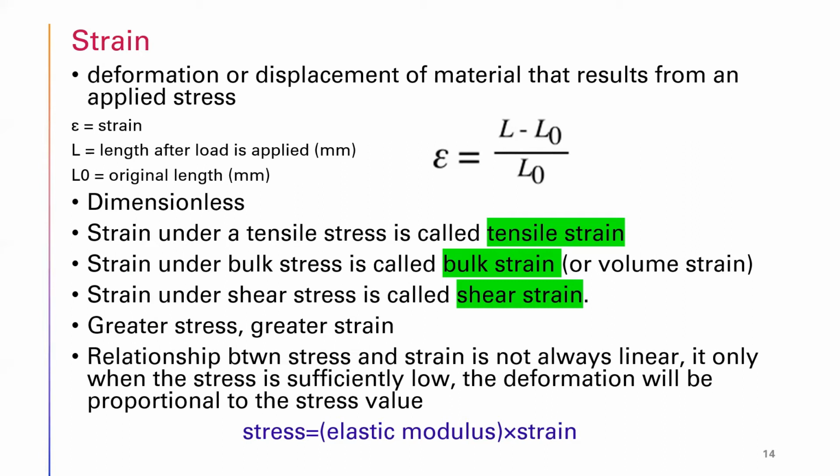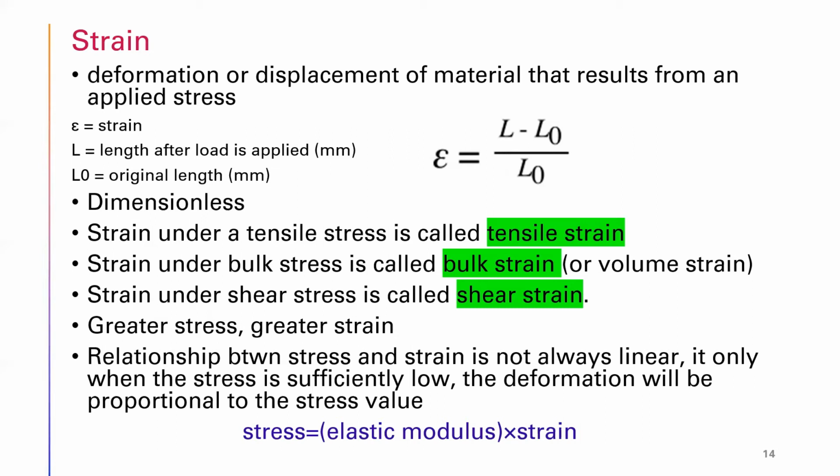So the greater the stress applied, the greater the strain will be. The relationship between stress and strain is not always linear. It only happens when the stress is sufficiently low, where the deformation will be proportional to the stress value. What this means is that when the applied stress to an object is right below the elastic limit, the stress-strain graph will be linear. The elastic limit is the limit after which permanent deformation will occur. The point at which the largest stress value can be obtained is the proportionality limit.